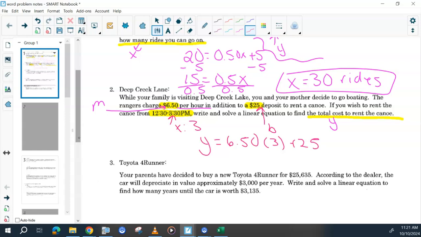Now this one, unlike the first one, yes, we're still solving for y, but because everything is on the same side, we're really just multiplying and adding, getting whatever that total is. So you can do that all at once, or you can do that separately in your calculator.